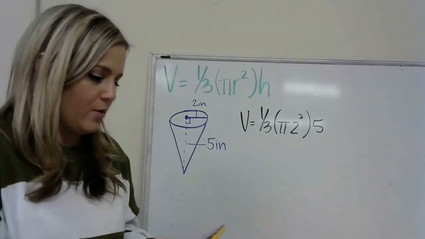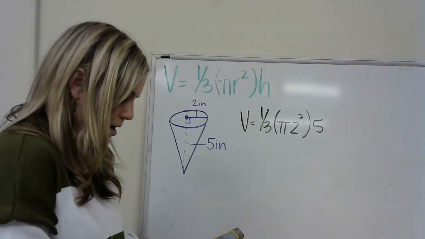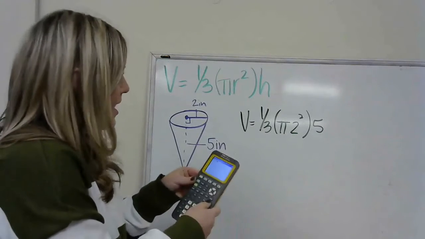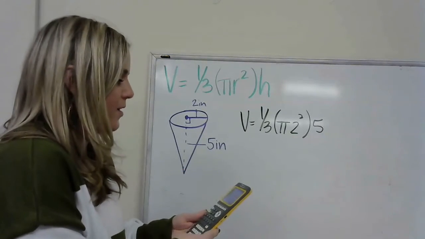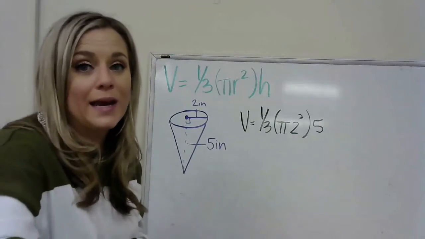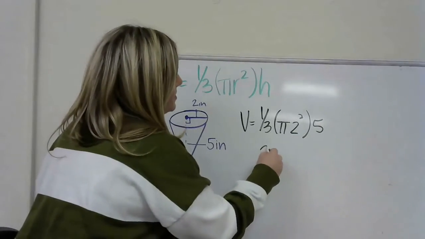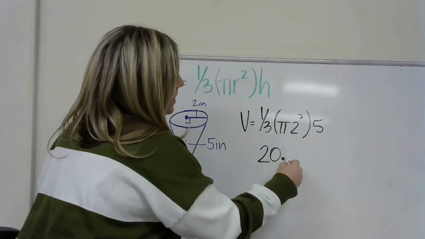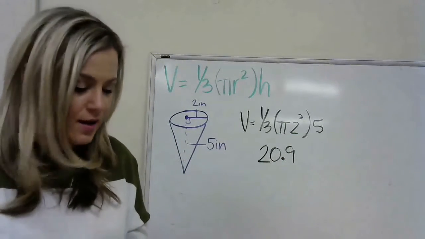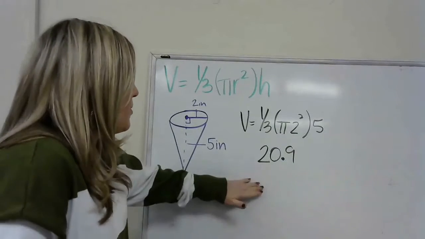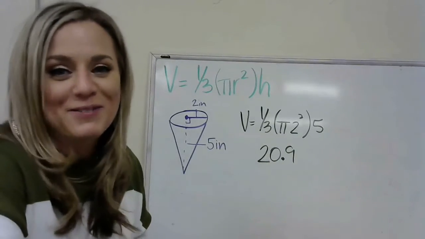All right, so I have 1/3 times pi, 2 squared, and 5. And I got 20.9. They also wanted us to go to the nearest whole number. 20.9, if we were to round that up, we would round that to 21. Super close to 21. So hopefully you got that right. We're going to do 2 more, so get ready.